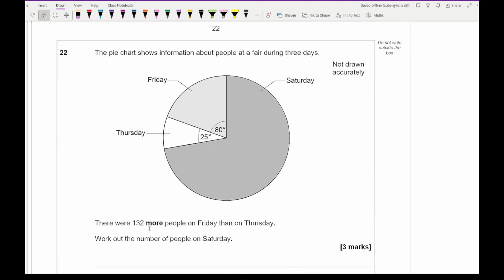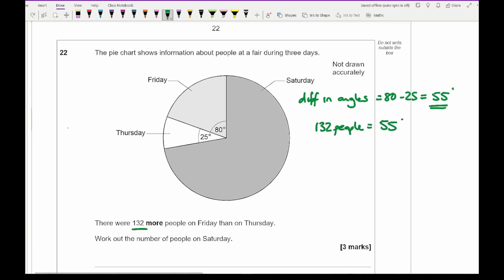There were 132 more people on Friday than were on Thursday. Work out the number of people that were there on Saturday. So the first thing we want to do for this question is work out the difference in the angles. The difference is going to be 80 minus 25, which is 55 degrees. Now it says that the difference is equal to 132 people, so that means 132 people equal 55 degrees.